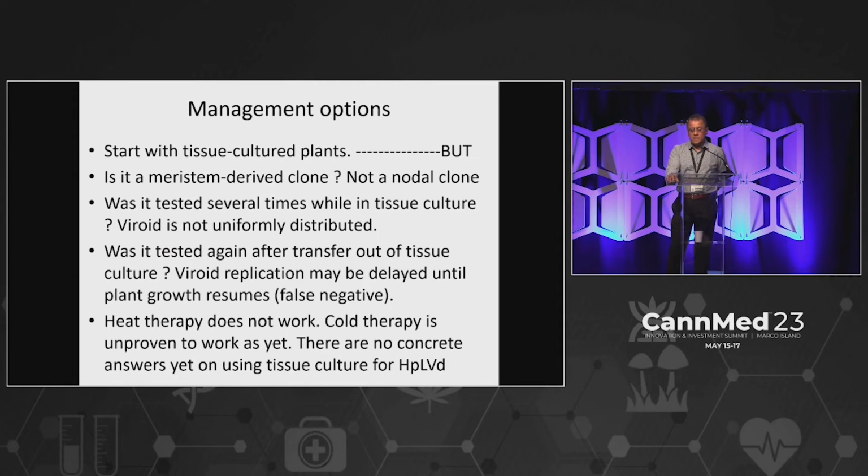There are some things that need to be resolved before tissue culture can be used. The plants really need to be tested rigorously to make sure that they don't contain the viroid. But it is a possibility that meristem culture could be a way to eliminate this particular pathogen.